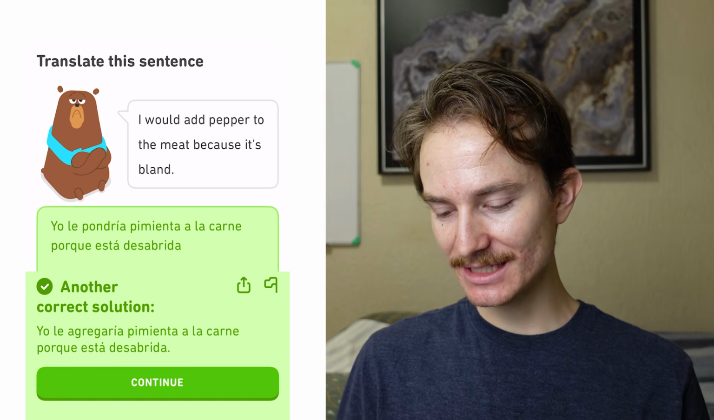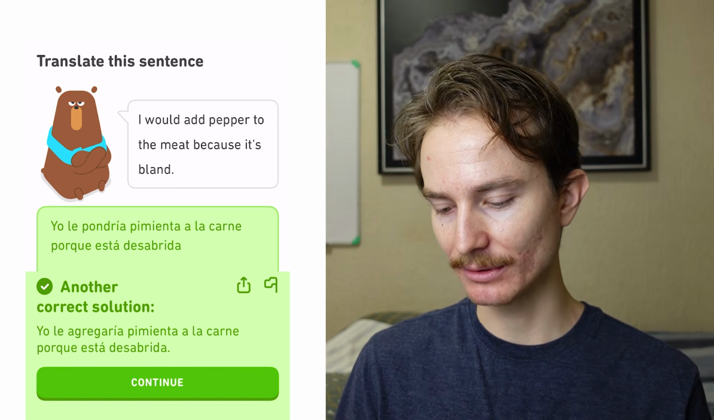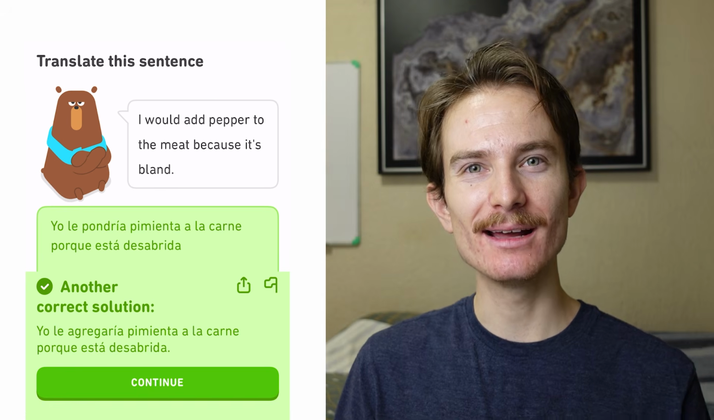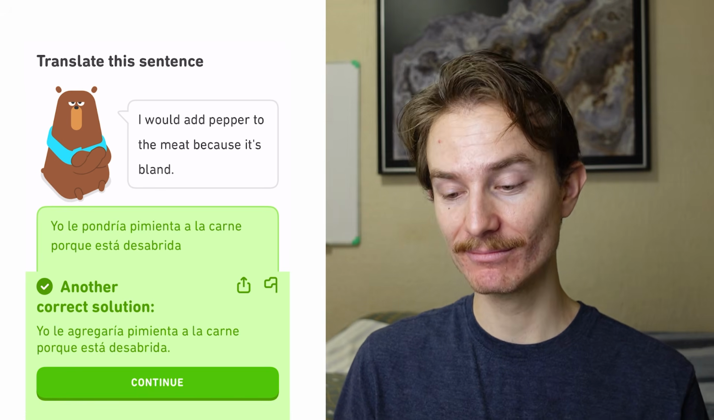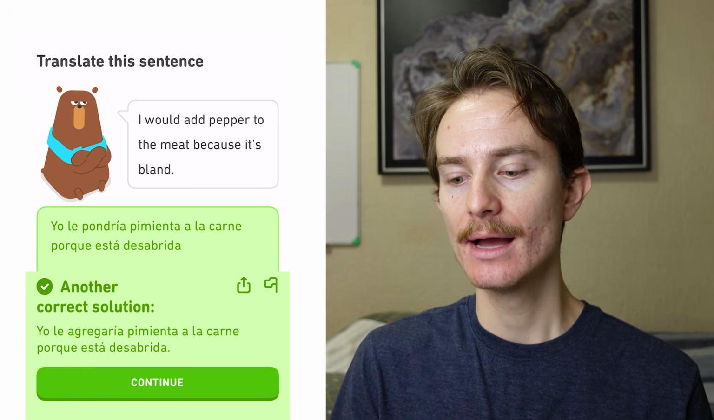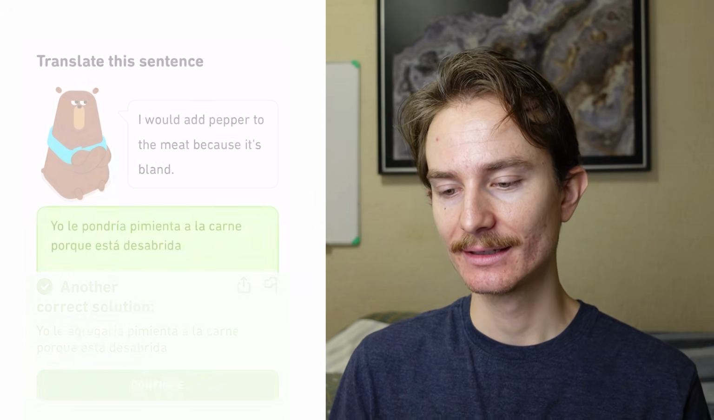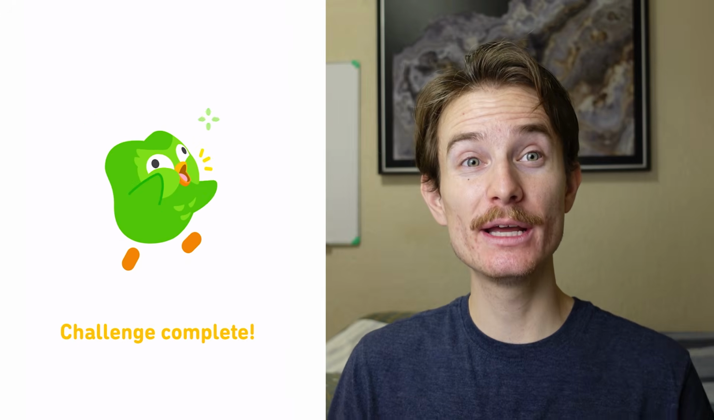Okay, so here it says yo le agregaría pimienta a la carne porque está desabrida, which I suppose could work as well. All right, nice. As you can tell, that was really tricky. Also, notice how we put le there, okay? Because le is representing la carne. All right, lesson complete. Woohoo!